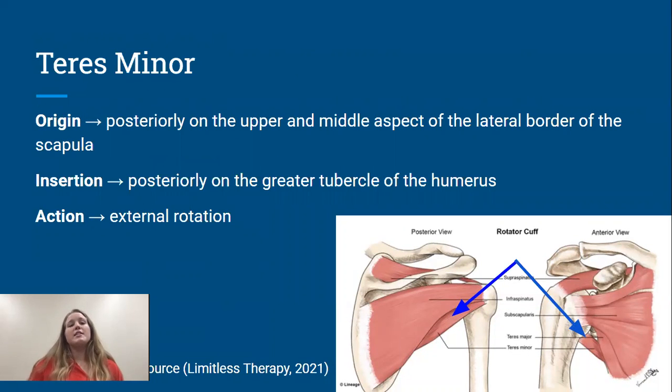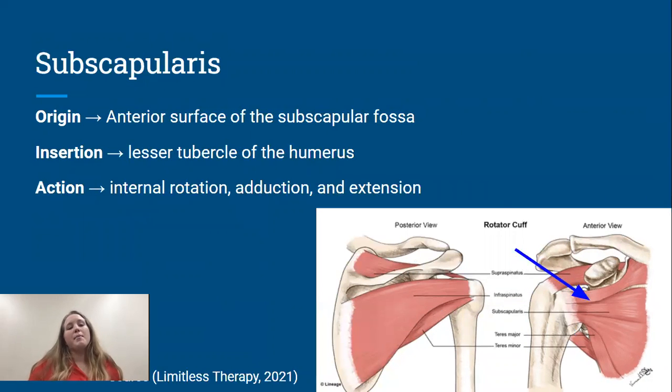Next, I'll be talking about the teres minor. The teres minor sits along the posterior part of the scapula, inferiorly to the infraspinatus and superiorly to the teres major. It originates in the lateral border of the scapula and inserts into the greater tuberosity of the humerus, right below the infraspinatus tendon. The muscle action for the teres minor is external rotation. It is the smallest rotator cuff muscle, and its main job is to assist with rotation of the arm away from the body.